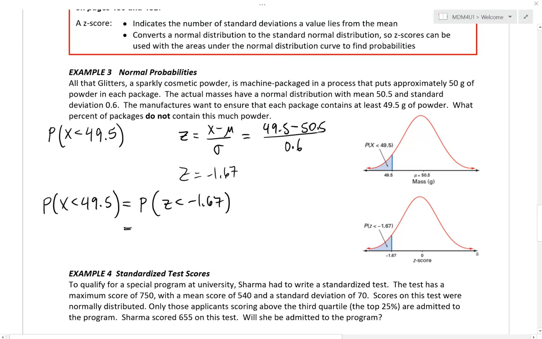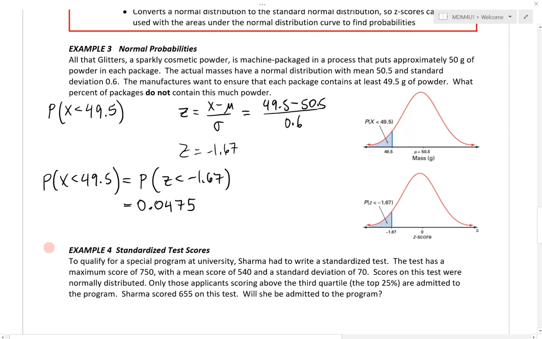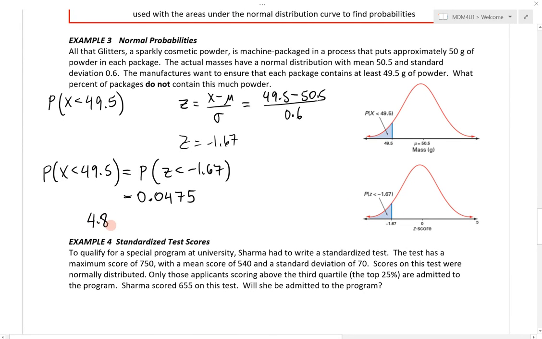Let's write that down: 0.0475. What that says is that the blue shaded area, the left side of that z-score, represents that area. So this value of 0.0475 represents the area of this blue shaded region. My conclusion is, if I round this, about 4.8% of packages contain less than 49.5 grams of powder.